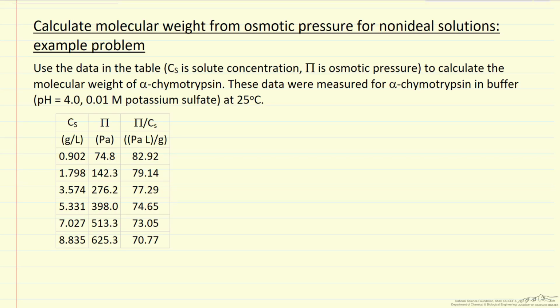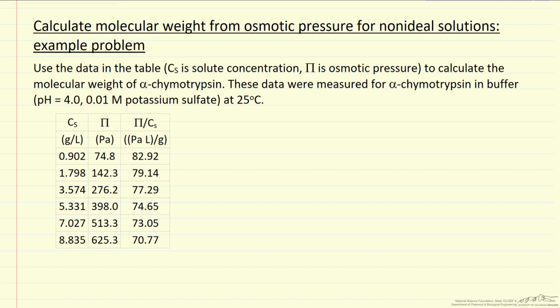In this problem, we've measured the osmotic pressure at various concentrations of an enzyme, and we're asked to calculate the molecular weight at 25 degrees C. And the data also shows the ratio of the osmotic pressure to the concentration. And notice that it's not constant.